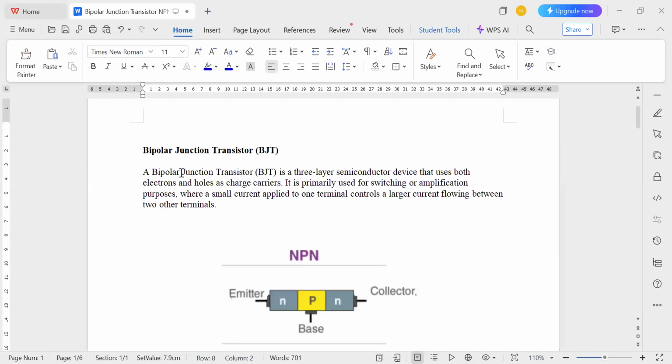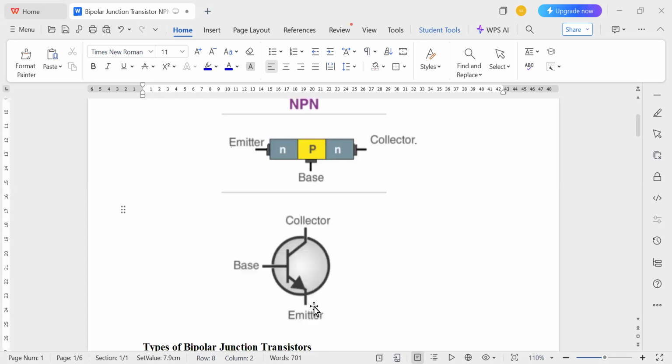Today, I'm going to explain what a transistor is, what the types of transistor are, and how the NPN transistor is formed. A transistor is a bipolar junction transistor. It is a three-layer, three-terminal (emitter, base, collector) semiconductor device. A transistor uses both electrons and holes as charge carriers. The main application of a transistor is as a switch, and it is also used as an amplifier.